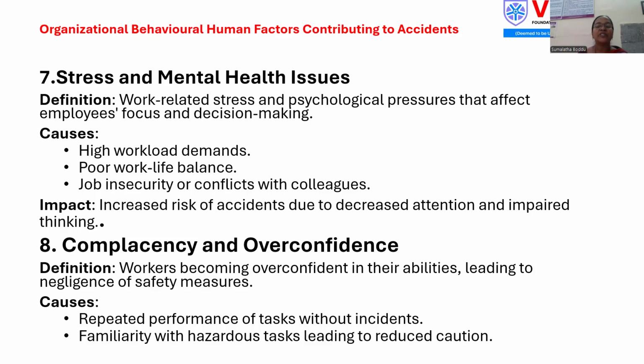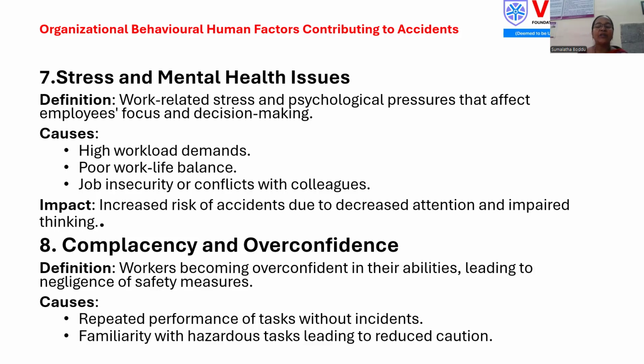Coming to the examples of this, a mentally stressed worker may fail to follow operating procedures correctly or may react slowly during emergencies. Coming to the prevention, maintain healthy work environments, encourage counseling and mental health support, and reduce excessive work pressure. Coming to the eighth factor, that is complacency and overconfidence.